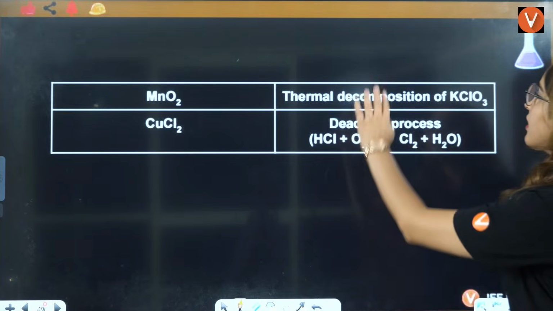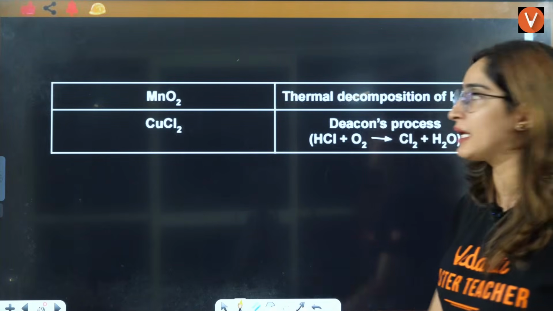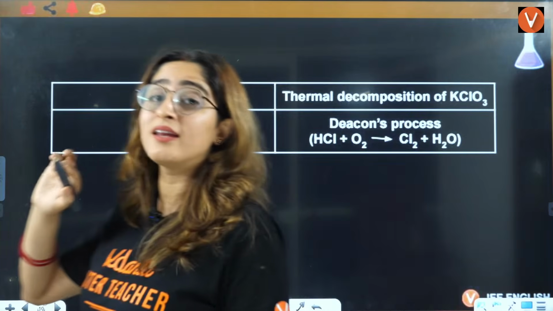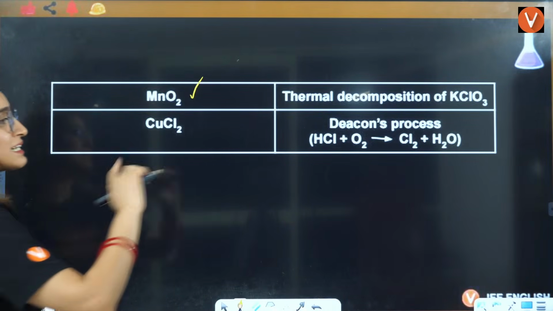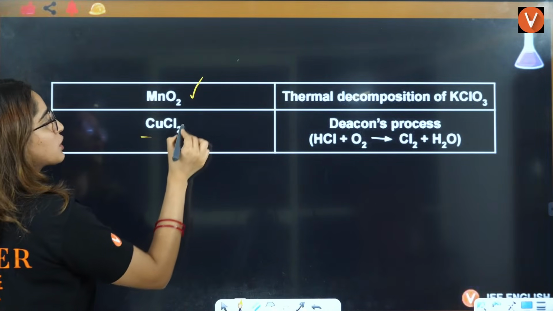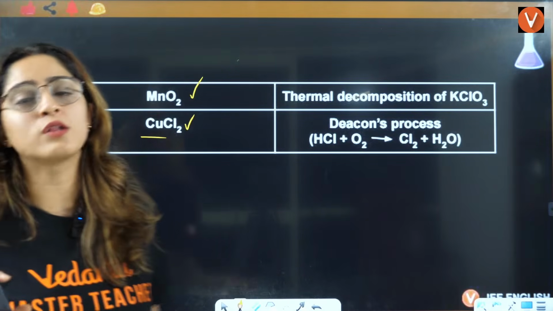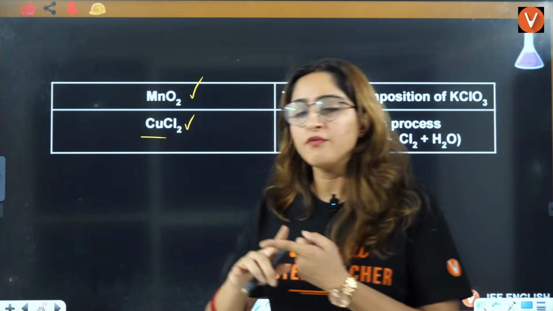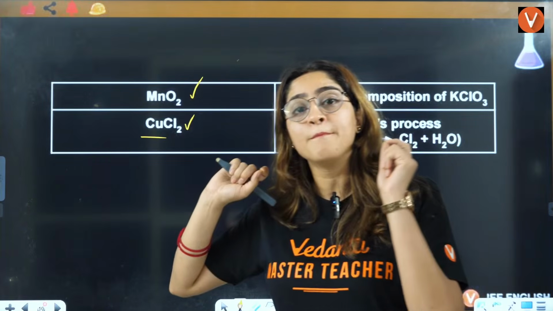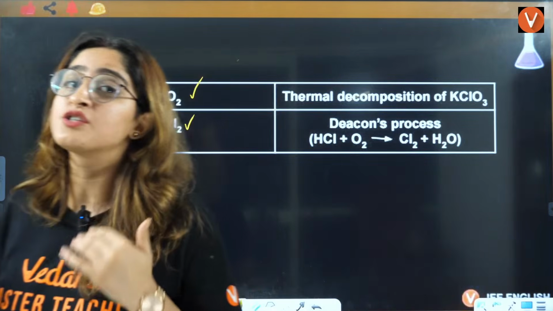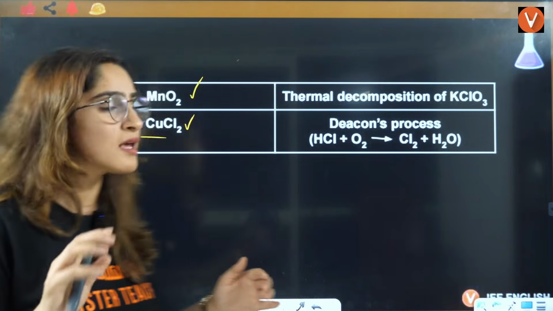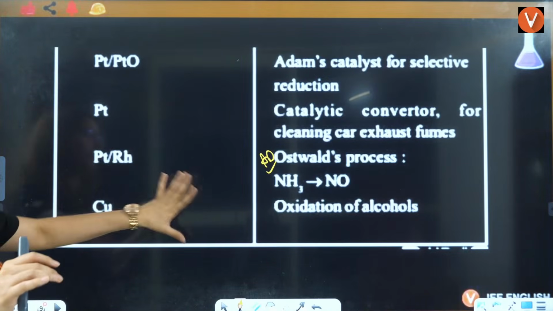Then there is thermal decomposition of KClO3. You have MnO₂, manganese oxide, used here. Deacon's process, what is used? CuCl2 is used. So these are all the different processes in which the catalyst that is used is from the transition series, that I have already summed up in front of you, right?